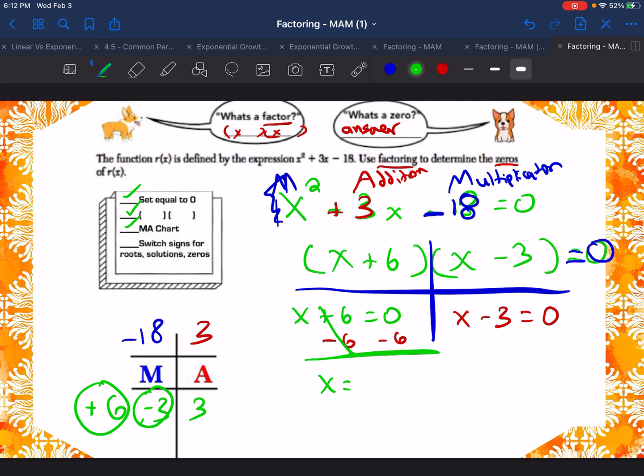0 minus 6 is negative 6. Now this totally makes sense because of that whole last rule here. Switch the signs. There was a plus 6 in my factor, so my final answer had a negative 6. What do you think my answer is going to be for this one? You could have done the work if you wanted to, but I know I'm switching the sign. The opposite of negative 3 is going to be positive 3. And that's how you solve these.